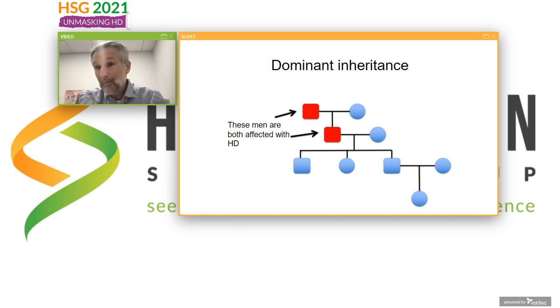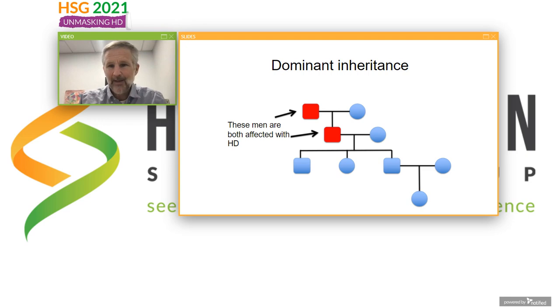And in this picture, the people in red have a clinical diagnosis of Huntington's, and for the sake of this example, have both had genetic testing to confirm the diagnosis. And so there is someone up in the top generation affected. And then his son here in the picture is affected. And that just goes to show that for Huntington's disease, most of the time, someone who has Huntington's will have an affected parent. Now, there are some exceptions to that, and we'll talk about some of those in a little bit.